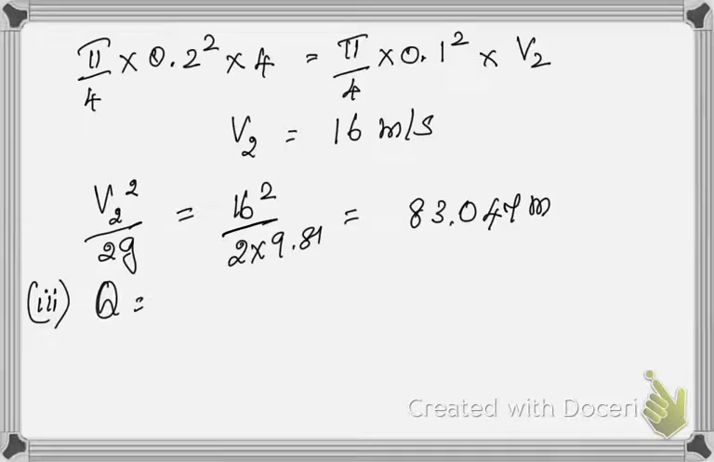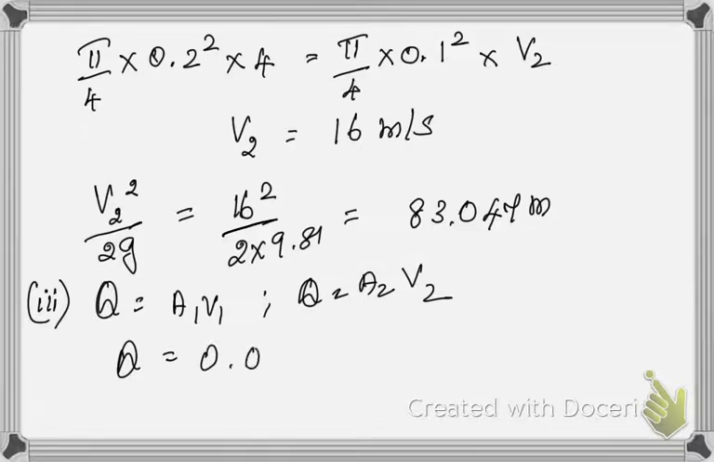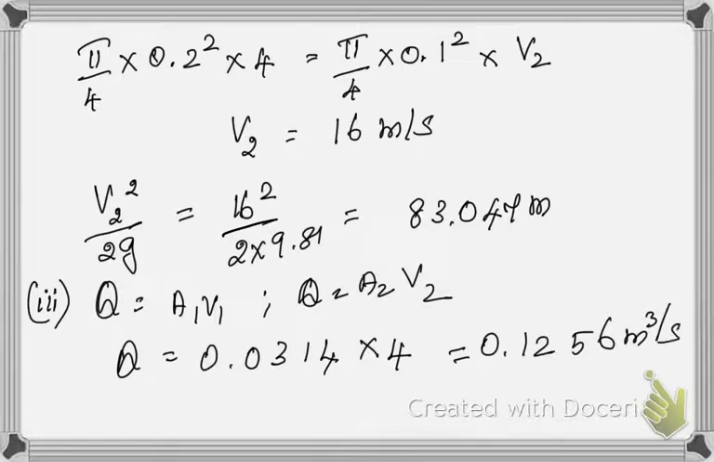Next they have asked us to determine the rate of discharge, that is our Q. Q is nothing but A1 V1 or Q is equal to A2 V2. We can use any one to determine our rate of discharge. So Q is equal to 0.0314, that is pi by 4 into D1 square, into V1 which is 4. So which is 0.1256 meter cube per second.